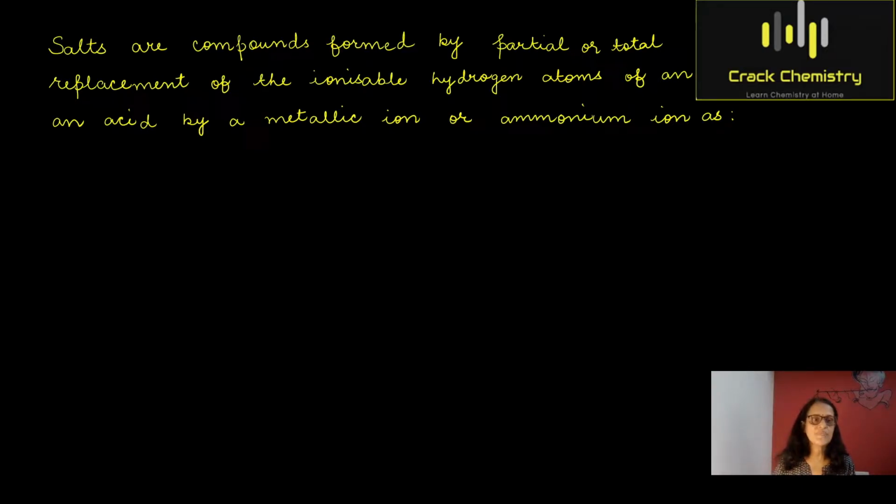Students, when sodium hydroxide and sulfuric acid react together, two types of salts are formed. As I told you in the beginning, salts are formed by partial or complete replacement of hydrogen atoms of an acid by metallic ion or by ammonium ion. So when sodium hydroxide and sulfuric acid react together at a temperature lesser than 200 degrees centigrade, partial displacement of hydrogen atom takes place. What do you mean by partial replacement? Partial replacement means sulfuric acid has two hydrogen atoms. Out of two hydrogen atoms, one hydrogen atom will be replaced by sodium ion here.